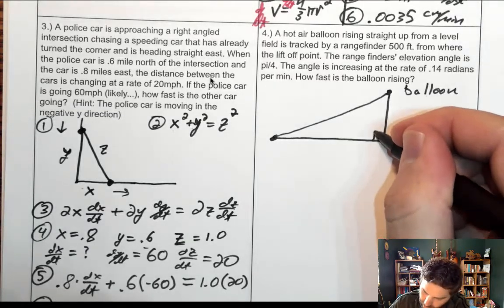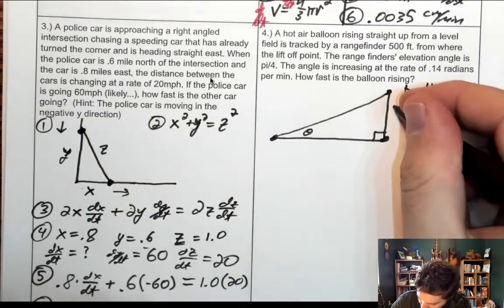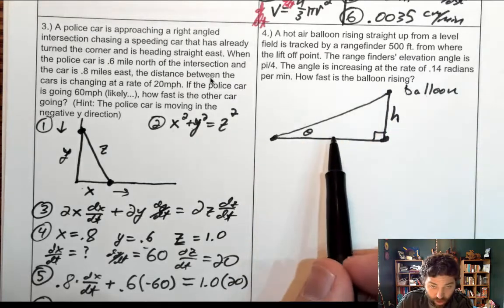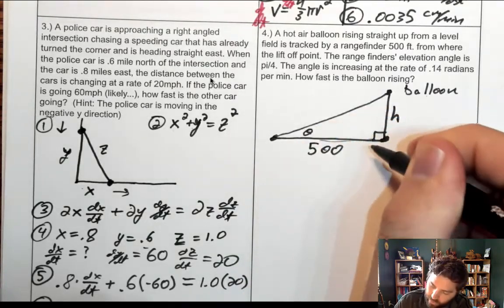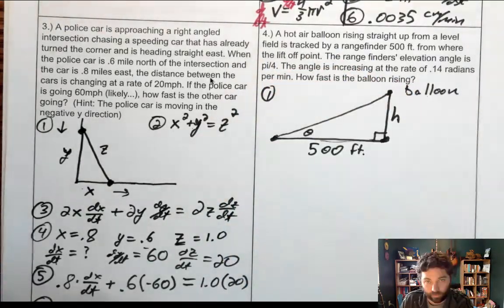We've got a right angle here. We're going to call this angle theta because that angle is changing, and the height of the balloon, we'll just label that h. Again, that distance is changing. We can actually label this distance as 500 because that's unchanging. That's not going to matter where the balloon is. That's going to be 500 feet. So there's our step 1, getting a picture.